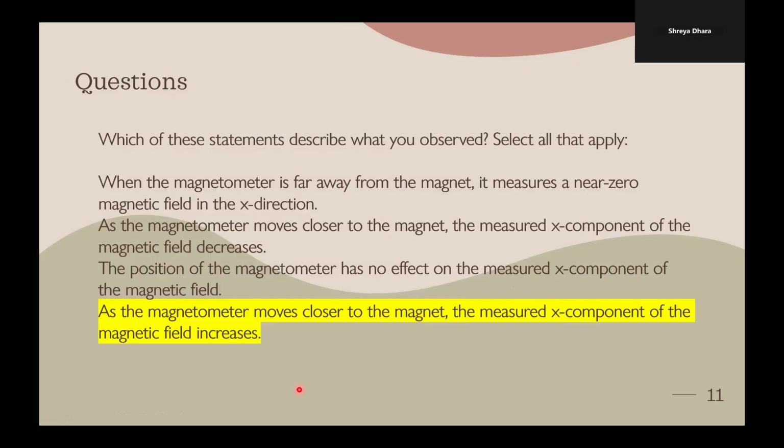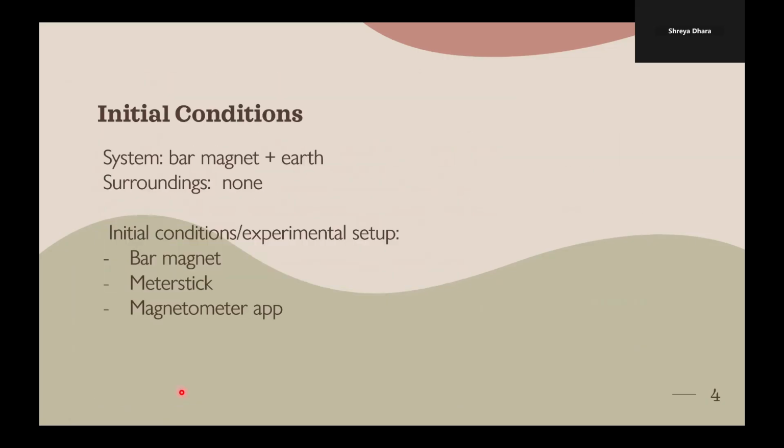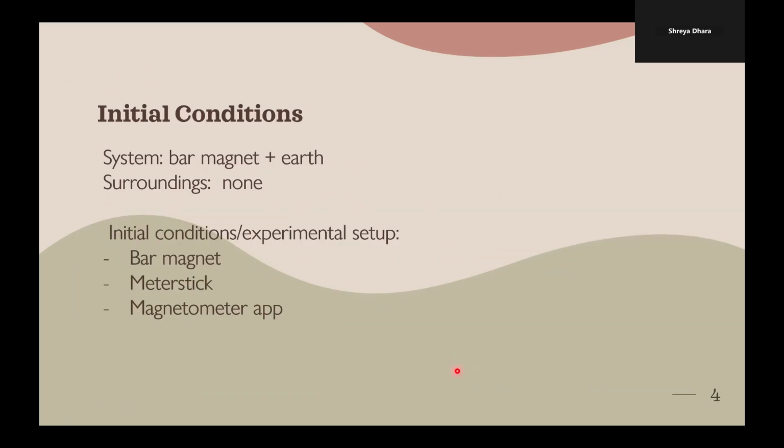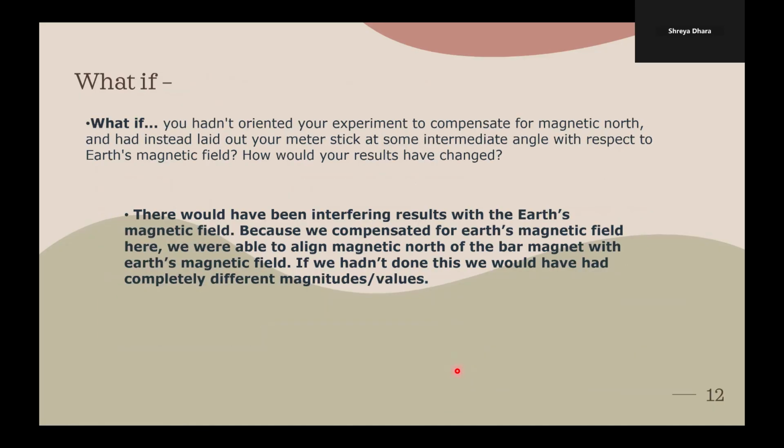So to answer the questions that were asked in this lab, I said as the magnetometer moves closer to the magnet, the measured X component of the magnetic field increases, and that's because of this formula we saw in the beginning where R is the distance, and basically the closer you get, the larger the value of B you will have.